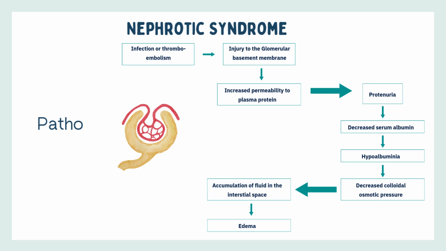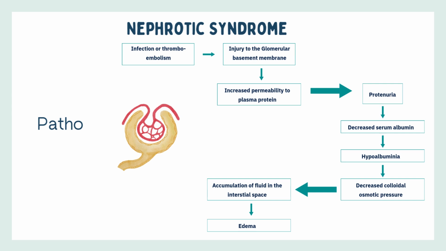So, going back to the pathophysiology, this occurs due to infection or thromboembolism, which causes injury to the glomerular basement membrane. And just going back a little bit to the function of the glomerular basement membrane. This is a unit of the kidney which functions as the filtration unit, and it's a crucial filtration barrier that selectively allows water and small particles to pass through while retaining the larger molecules like protein in the vascular system.